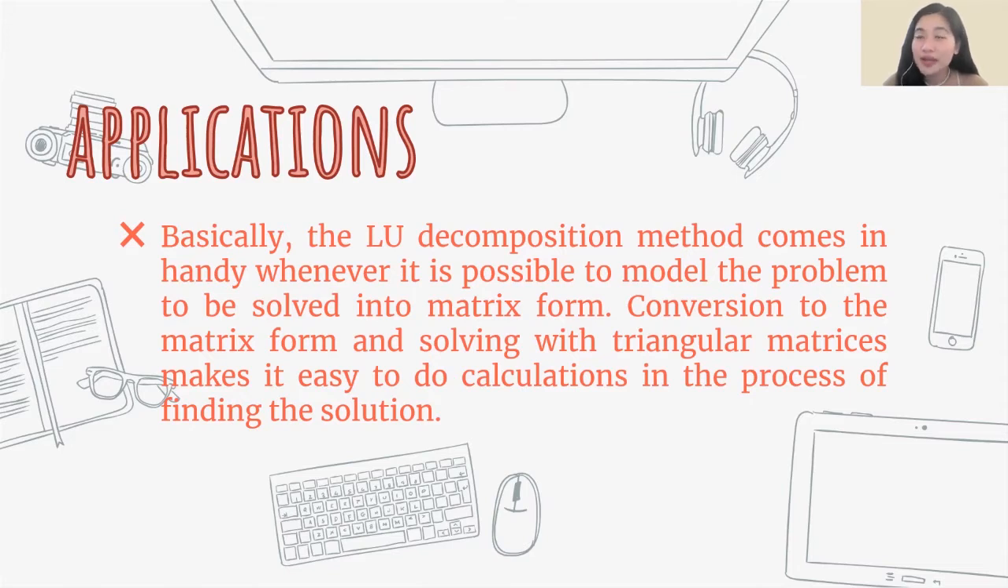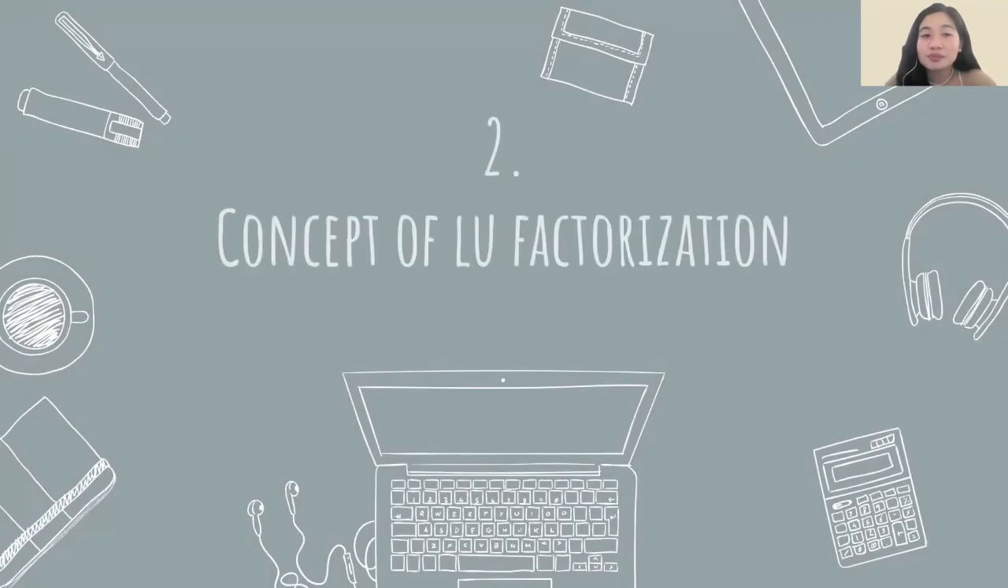Then after v prime, we are going to solve for finally our value to be sought, which is known as our voltage. So now moving to the concept of the LU factorization.